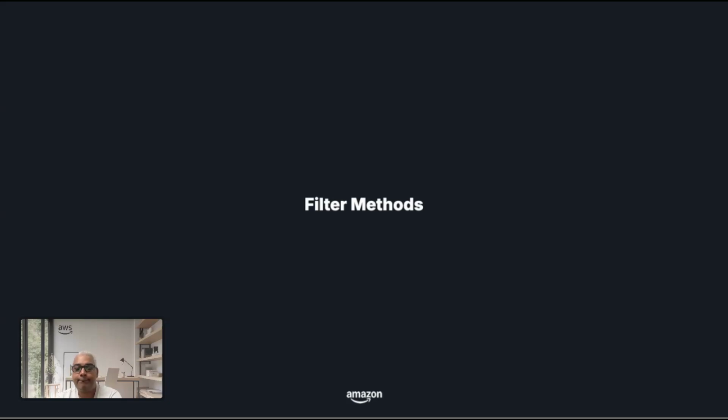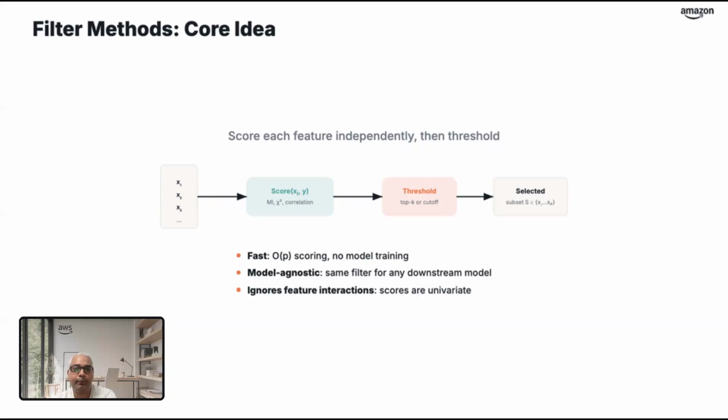So we will next discuss filter methods. Filter methods take the opposite philosophy, where each feature is scored independently against the target, but no model is trained. This is extremely fast and model agnostic, and can serve as a good first cut to go from 10,000 features to maybe 500 before applying anything more expensive. But the limitation is that this is univariate scoring and cannot capture interactions or redundancy.